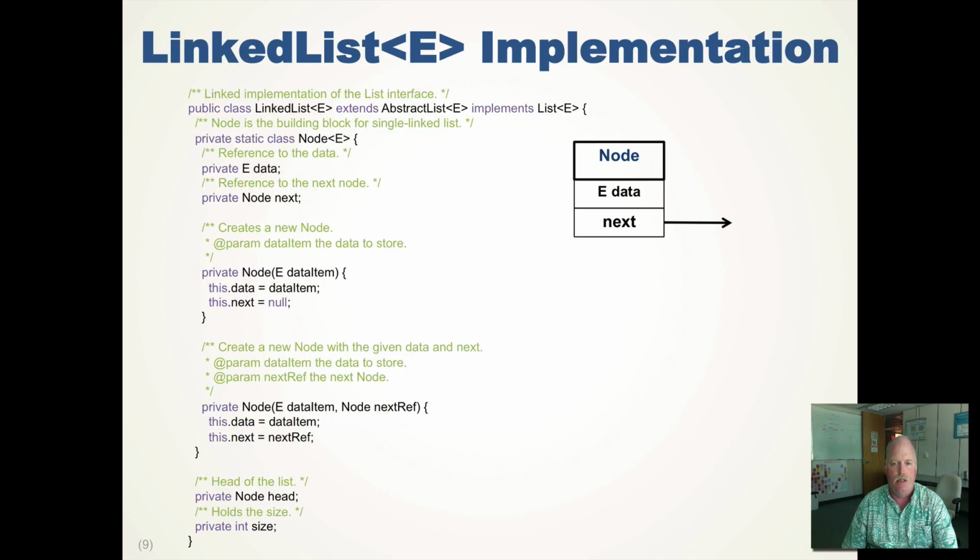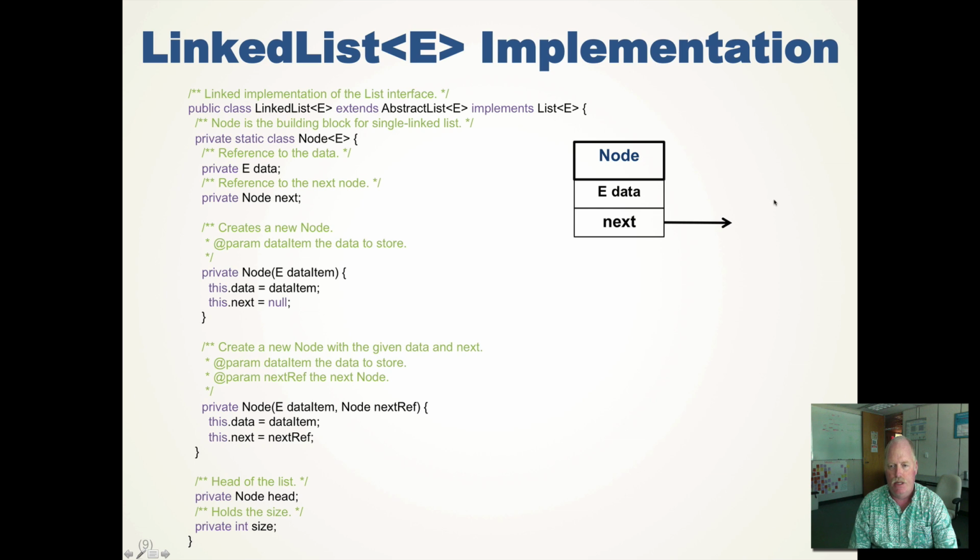So the first thing is we need to have a node that is storing the data in our linked list. So we have a private static class node. It's private, so it's only visible to the linked list class. You cannot return a node to the outside world because it's private. The node has a private data of type E and a reference to the next node in the list.